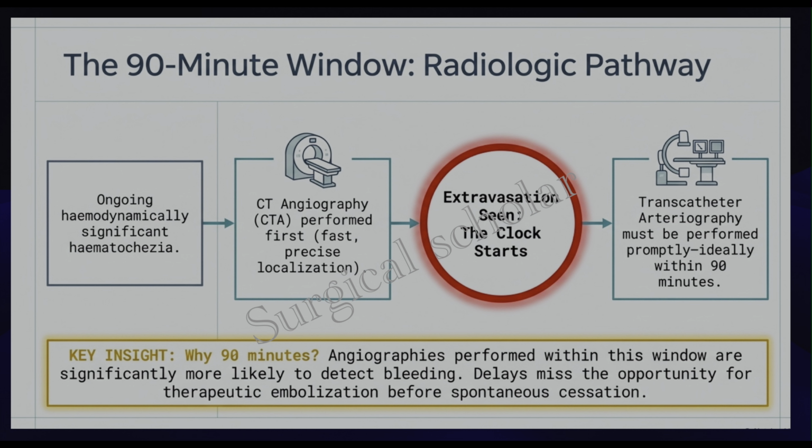The 90-minute rule: in ongoing hemodynamically significant hematochezia, CT angiography is performed, which is the fastest and most precise method for localization of the lesion. Then transcatheter arteriography must be performed ideally within 90 minutes, as delay may miss the opportunity for therapeutic embolization before spontaneous cessation of the bleed.